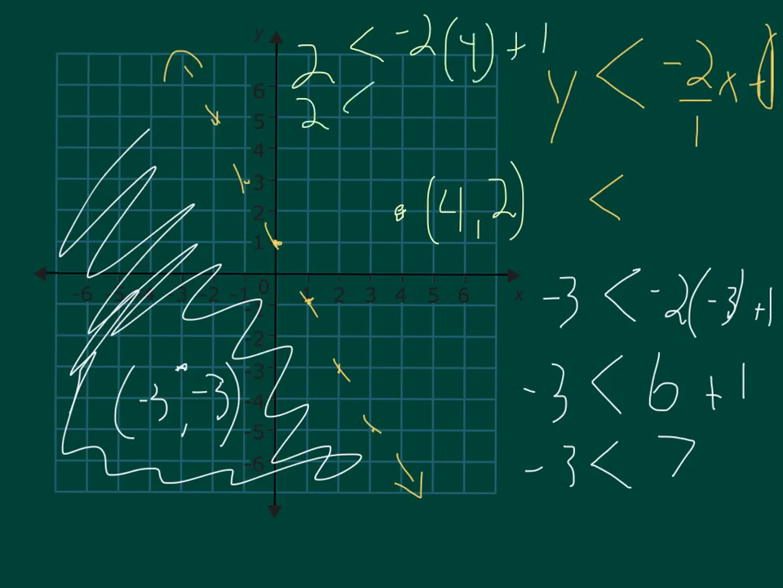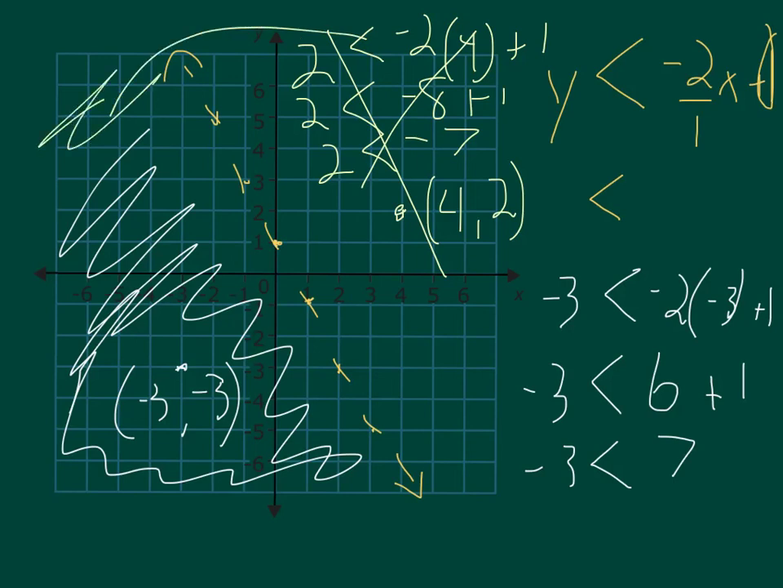Okay, 2 is less than, what's negative 2 times 4? Negative 8 plus 1. Okay, 2 is less than negative, is it negative 9 or negative 7? Let's get past this. It's negative 7. Okay, negative 7 is not actually greater than 2. So we know that this is wrong. Knowing that's wrong means that we need to go over here and shade this side. Again, whatever numbers you picked, you should be able to do the same thing.